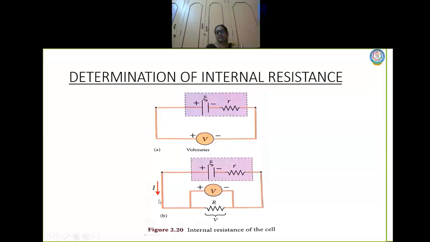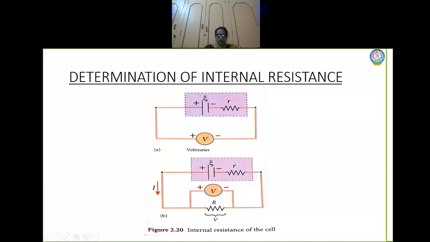From this I am going to calculate the internal resistance of the cell. I'm going to arrive at a formula to calculate the internal resistance of the cell. I have connected a resistor R, and as soon as I connect a resistor, there is a current flow in the circuit. This is the current, whose direction is given with an arrow, downwards. This is the direction of current.